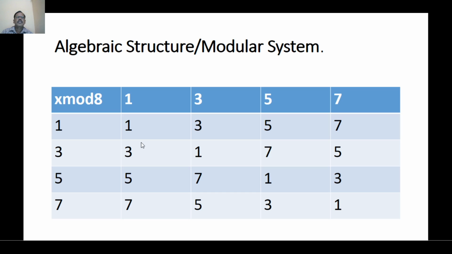1 acts as the identity element. The inverse of 1 is 1. The inverse of 3 is 3. The inverse of 5 is 5. The inverse of 7 is 7. So one thing you observe is that all are self-inverse elements. So the inverse of 1 is 1, the inverse of 3 is 3, the inverse of 5 is 5.